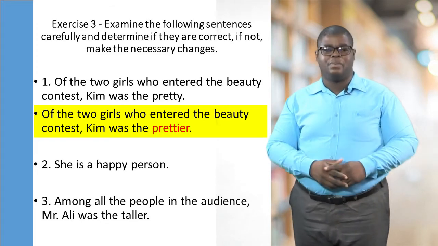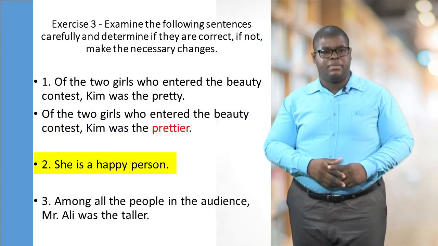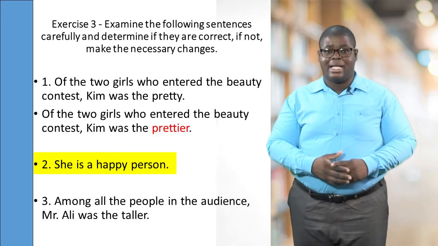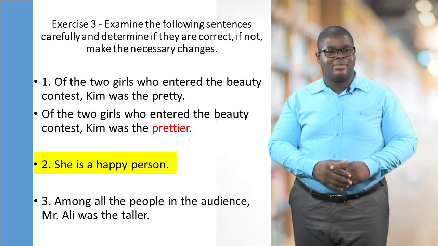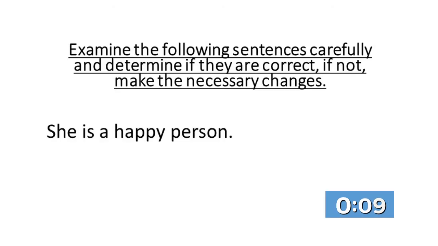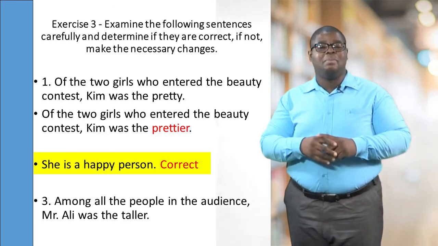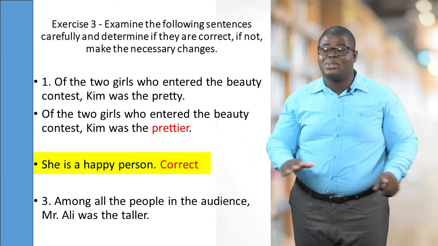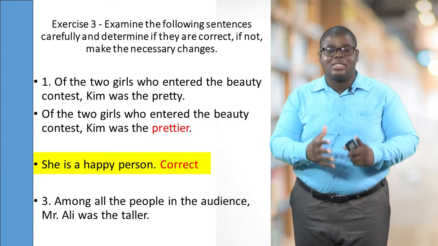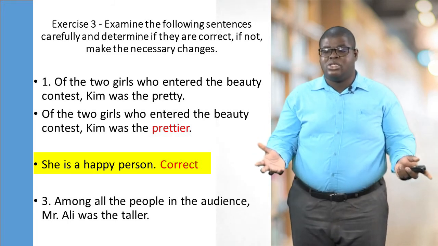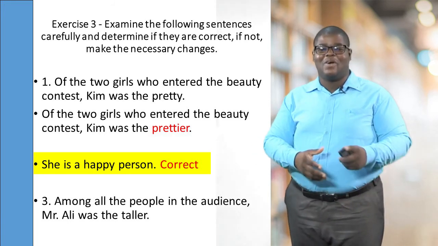Let's move on. Number 2. She is a happy person. Do you think that sentence is correct as it is? Or do you think it needs some adjustment? What is your answer? And the answer is, she is a happy person. The sentence is correct. Nothing is wrong with that sentence. We have it in the positive case. So we have the adjective happy telling us about she. What about she? She's happy. She's a happy person.